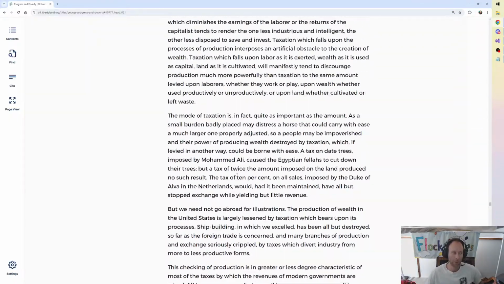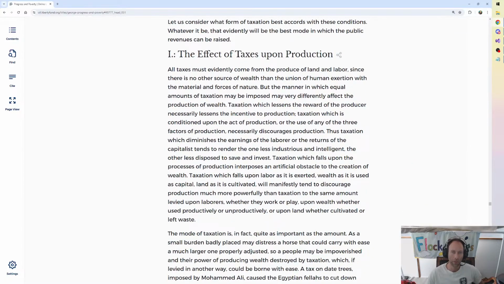All right, here we go. The effect of taxes upon production. All taxes must evidently come from the produce of land and labor, since there is no other source of wealth than the union of human exertion with the material and forces of nature. But the manner in which equal amounts of taxation may be imposed may very differently affect the production of wealth. Taxation which lessens the reward of the producer necessarily lessens the incentive to production.